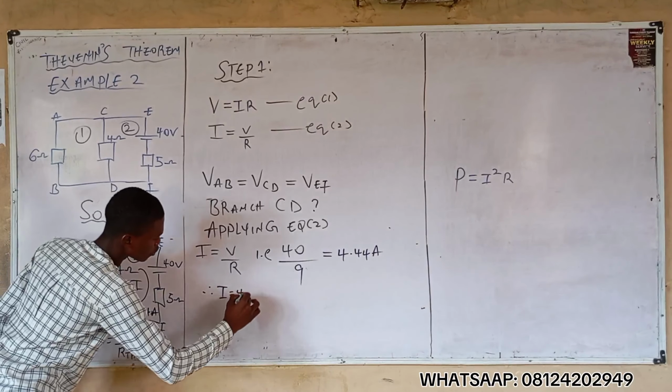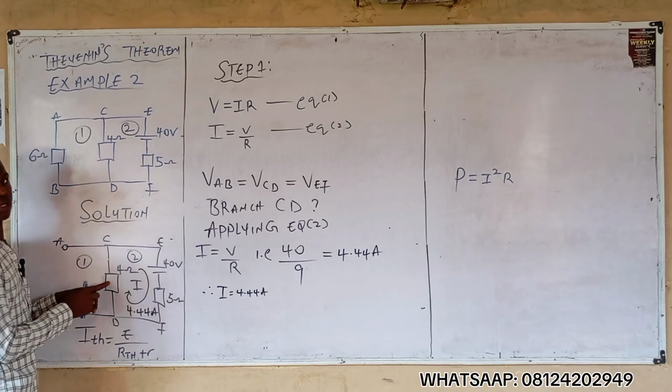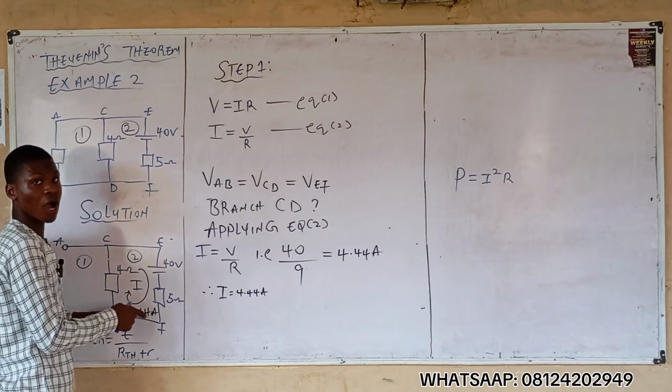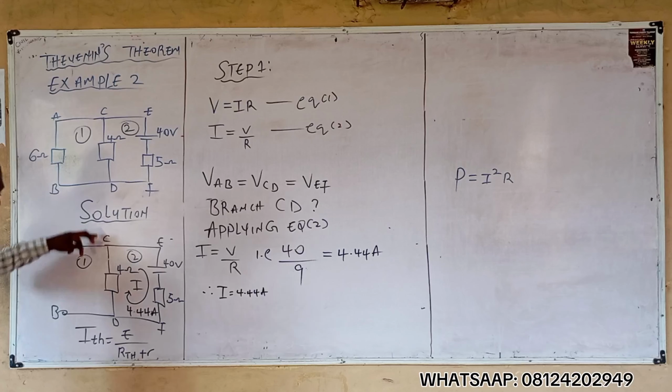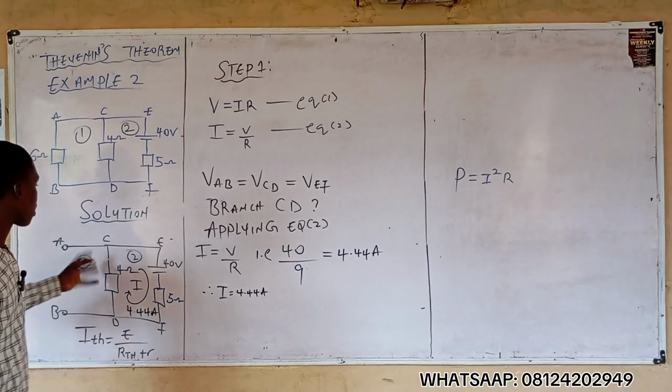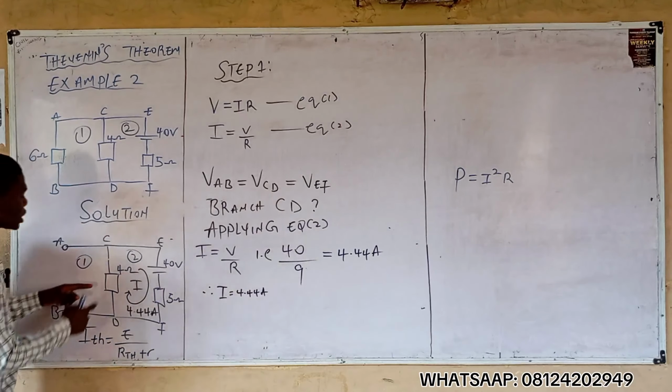So if we've gotten the value of current flowing through loop 2, it means 4.4 ampere is flowing through the 4 ohm resistor. Also, 4.4 ampere is flowing through the 5 ohm resistor. Hence, for branch CD, I can calculate the voltage. Why? Because I already know the resistor value to be 4 ohm, and I already know the current flowing through that resistor, which is 4.4 ampere. So therefore, for branch CD, V is equal to IR.